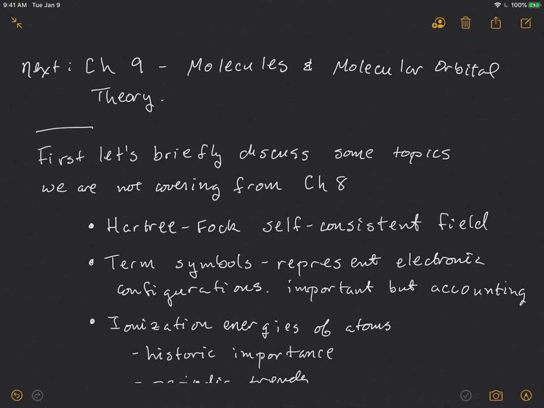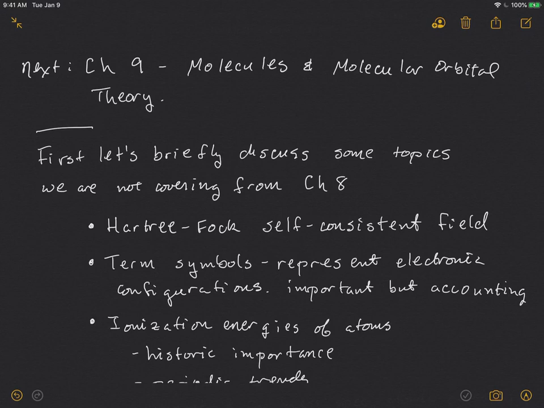I have a written section on this in the PDF lecture notes, and that will go into it in enough detail, I think, to give you some notion of what's happening in Hartree-Fock self-consistent field. Very important method. It's not just for multi-electron atoms. It's also for molecules, as it turns out.